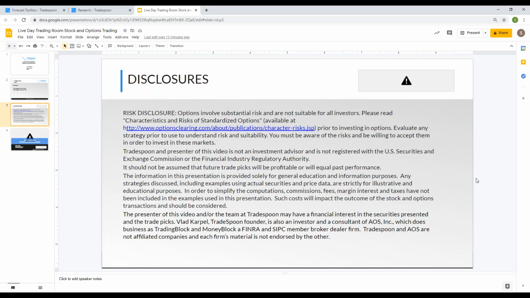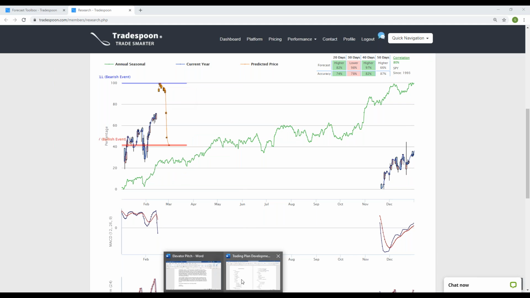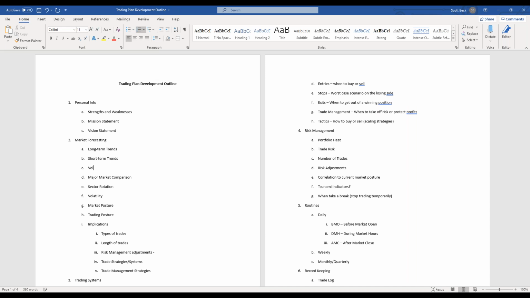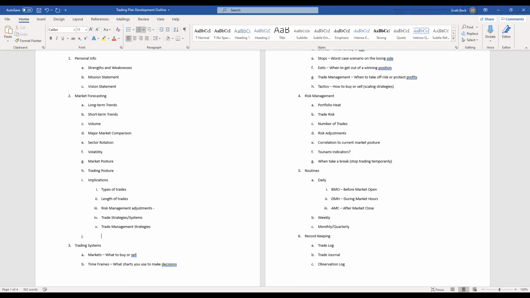Okay. So I don't have slides, but I do have an outline. Essentially, we're just going to talk about this trading plan outline. We're going to talk about what kinds of things we should be doing and thinking about. I'm going to be actually adding a couple of things as we're even talking, and we'll go through this.